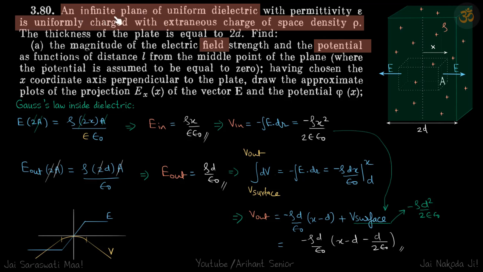We have an infinite plane of uniform dielectric, which is uniformly charged with extraneous charge of space density rho. So we have this dielectric, and inside of which we have an external charge with a uniform charge density rho. This plus represents that external charge which is filled all around the dielectric. In the first part, we need to find the field and potential.